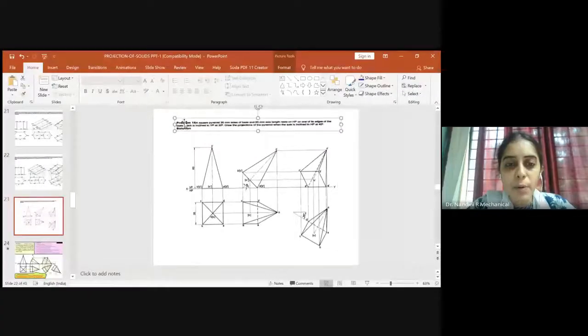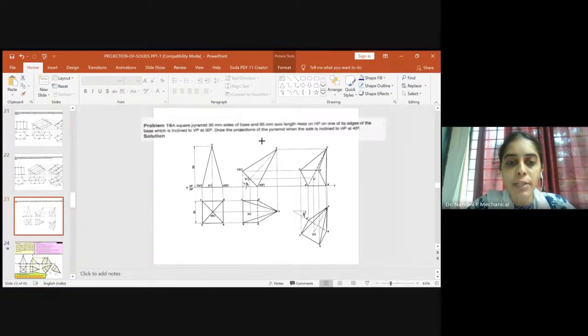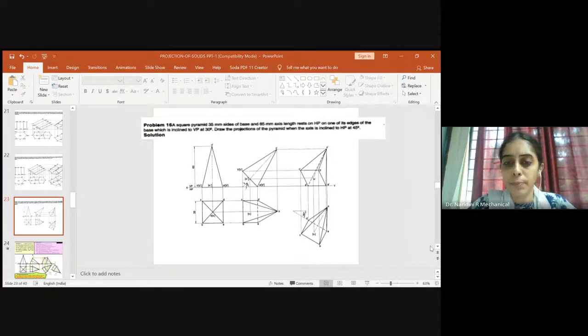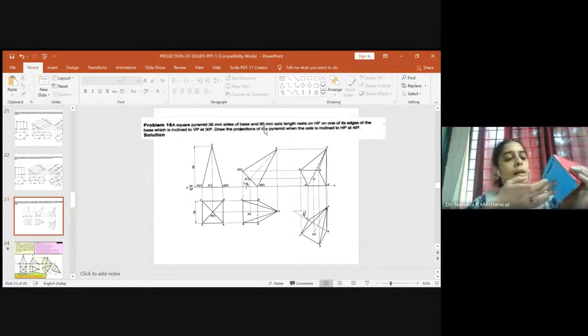Okay, so this is a simple problem on the square pyramid. Right, so the construction will be more clear and easier than that of a prism for you all, because you won't have two surfaces. So it is a square pyramid of side 35 mm. Whenever it is told square pyramid, you will have the base of a square, and the side of the base is given here as 35 mm, and it is told the axis length is 65 mm. The axis length is nothing but the axis which is drawn from the bottom of the base to the top. So this vertical height will be equal to 65 mm.